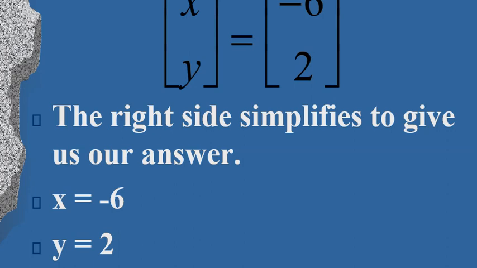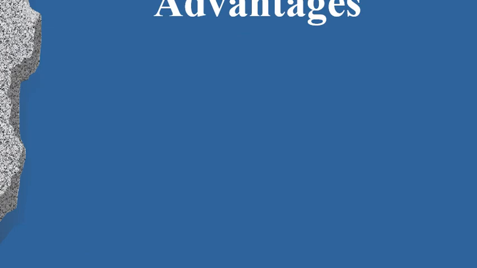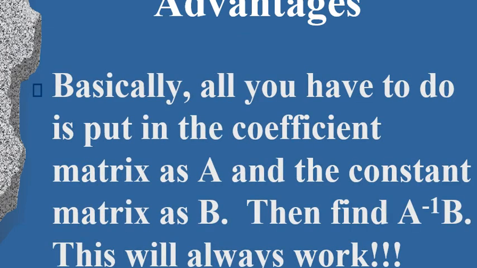You can check this by graphing or substitution. So let's talk about the advantages. Why am I going to do this? Basically, all you have to do is put the coefficient matrix as A and the constant matrix as B, and it will always work. You don't have to worry about graphing it incorrectly. You don't have to worry about the mistakes you make with substitution or elimination, like forgetting a negative or not doing it correctly. It just does it for you. There's almost no bad thing about this. No solving for y.